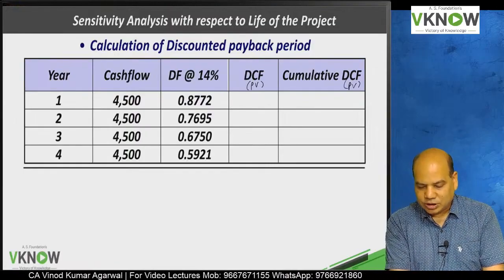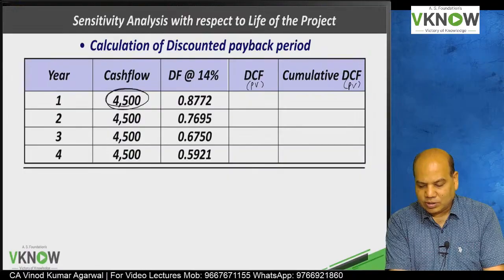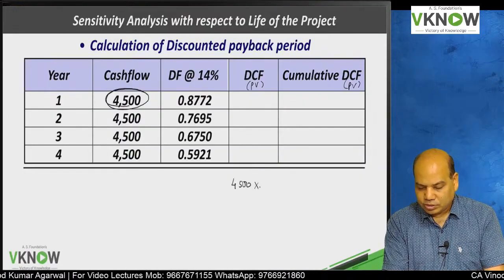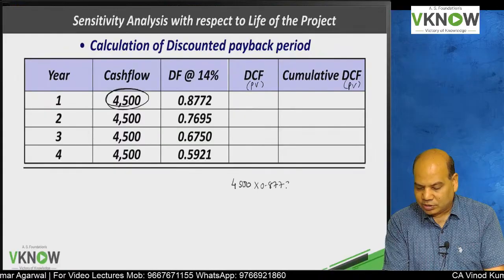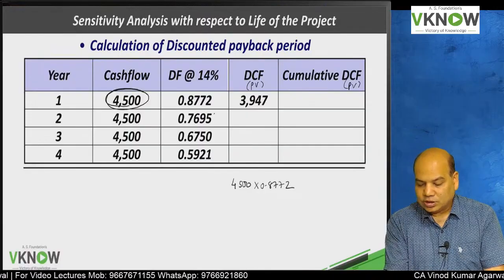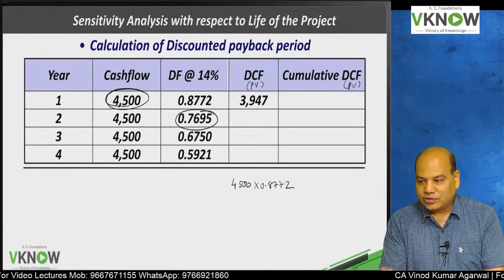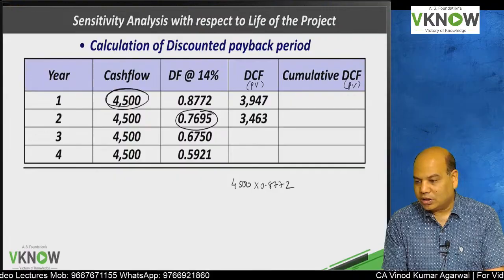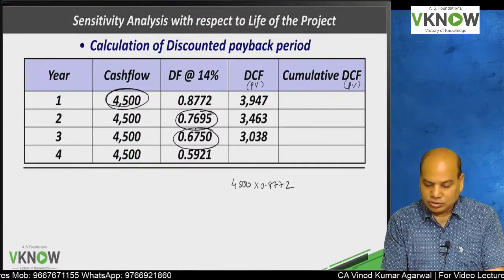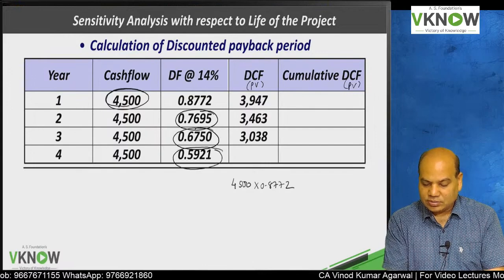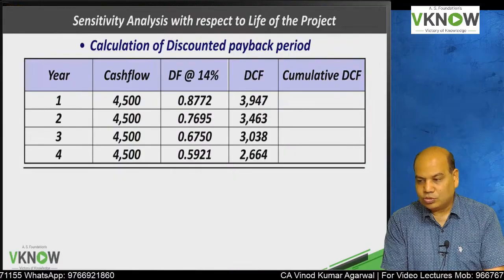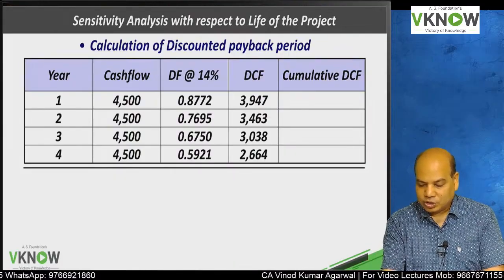I will tell you one shortcut. The number to be multiplied is common. So first time you will take 4500 into 0.8772 equal to. Next time you just type the next number, press equal to, and you will get the answer. So sometimes we have to know how to use the calculator fast.